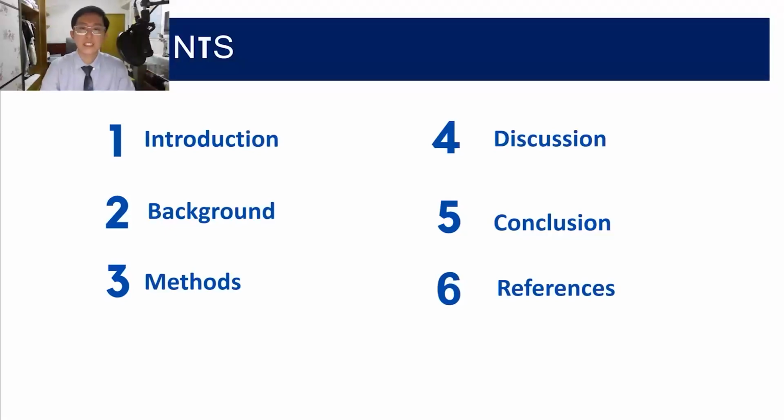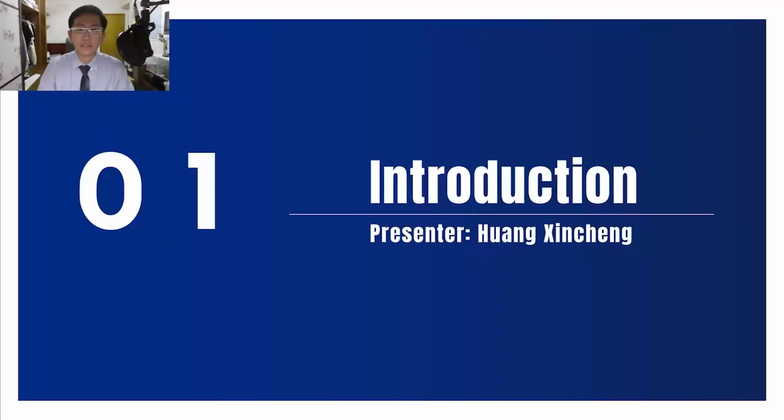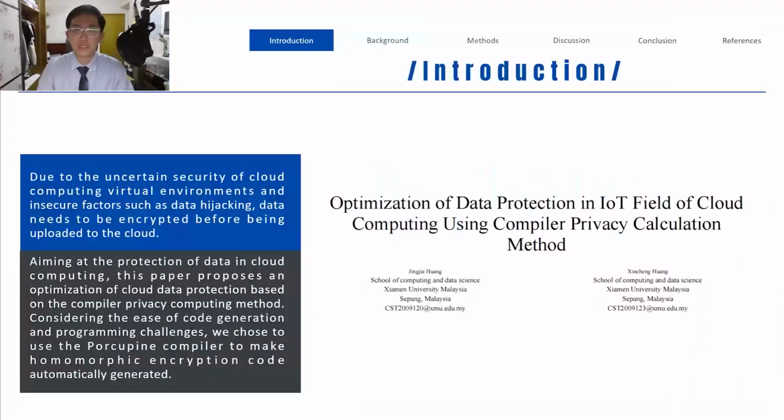And this is our contents. There are 6 parts, and the first is the introduction. Due to the uncertain security of the cloud computing virtual environment and insecure factors such as data hijacking, data needs to be encrypted before being uploaded to the cloud.